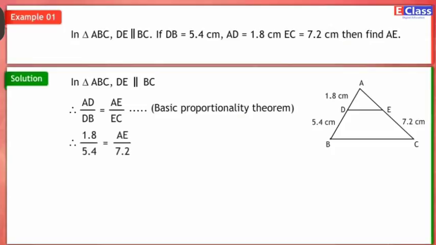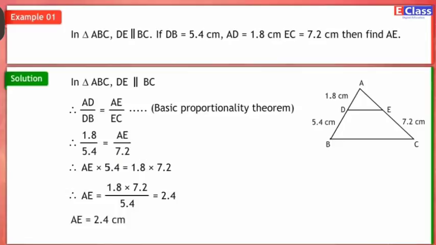Therefore, 1.8 upon 5.4 is equal to AE upon 7.2. Therefore, AE into 5.4 is equal to 1.8 into 7.2. Therefore, AE is equal to 1.8 into 7.2 upon 5.4, which is equal to 2.4. AE is equal to 2.4 centimeters.